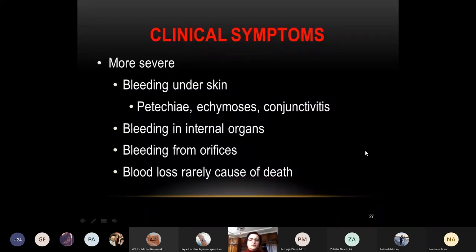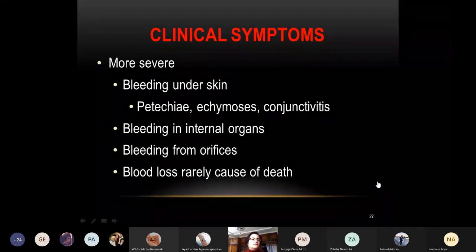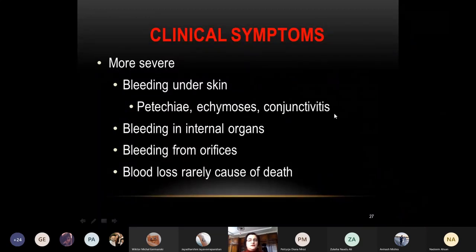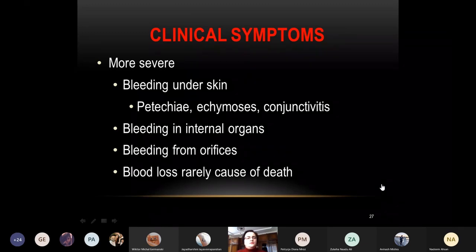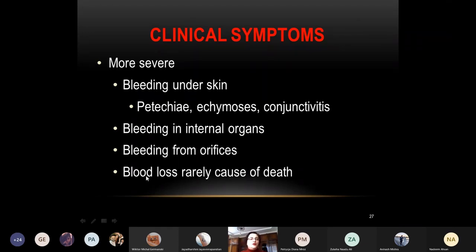More severe clinical symptoms include bleeding under the skin causing petechiae, ecchymosis, and conjunctivitis under the mucosa. Bleeding may also occur in internal organs and from orifices like the eye, nose, or mouth. Despite widespread bleeding, blood loss is rarely the cause of death. It's not the main cause of death, the bleeding. Yes, it worsens the state of the patient, but doesn't lead to death exactly.